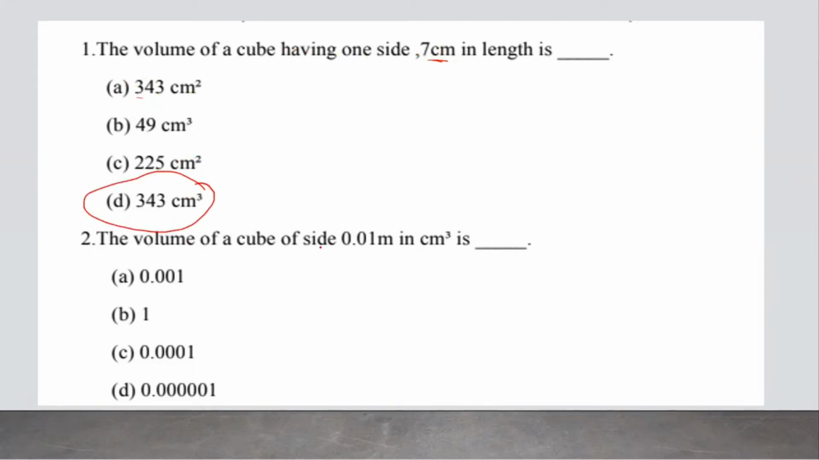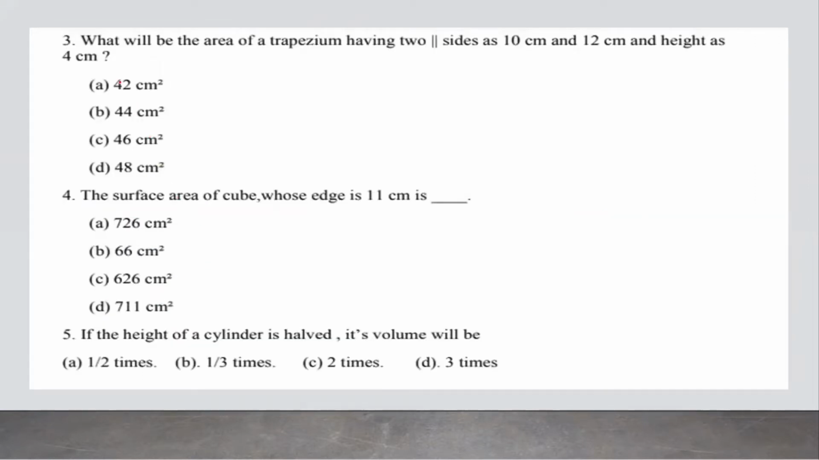The volume of a cube of side 0.01 meter in centimeter cube. So let us convert this 0.01 meter, which is equal to actually 1 centimeter, right? So the volume of a cube is going to be 1 centimeter cube. Got it? Okay, now let's take up a few more questions.